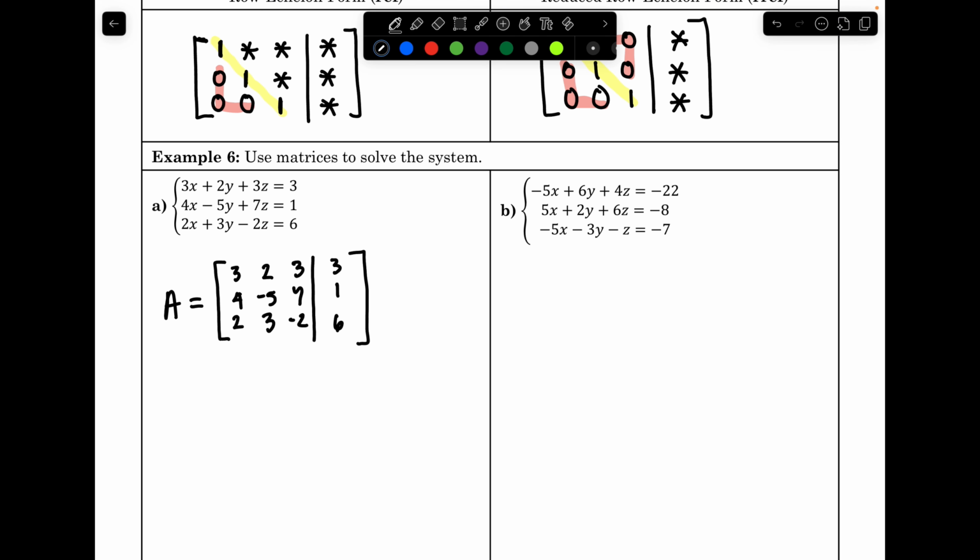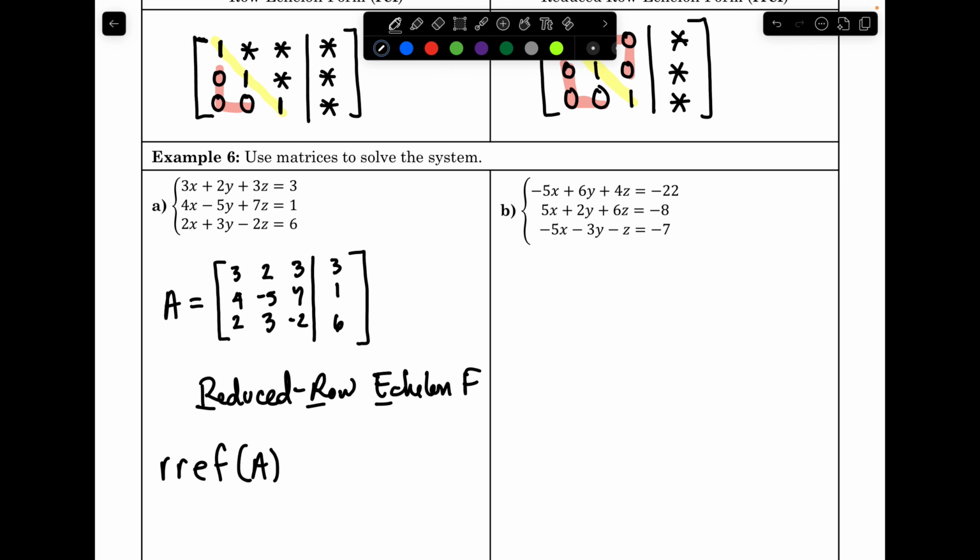So let me show you how to use the matrix calculator to figure out the reduced row echelon form of our matrix, which is RREF of this matrix A. So it's an acronym form.